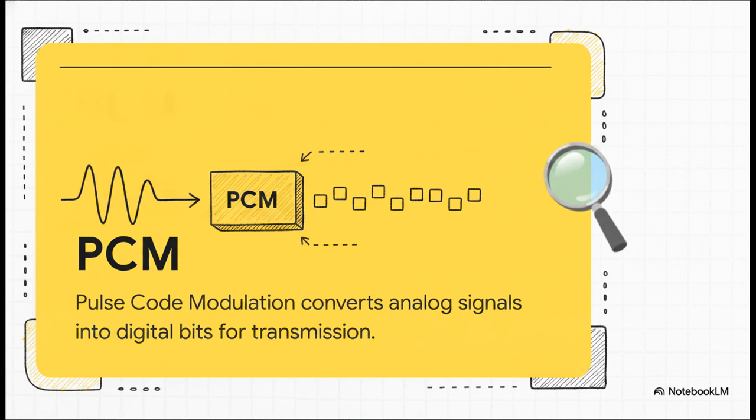First up, PCM, or Pulse Code Modulation. Honestly, you can think of PCM as the ultimate translator. It's the vital bridge connecting the analog and digital worlds. It takes a continuous, wavy analog signal and converts it into crisp, discrete digital bits. Without PCM, modern networks just couldn't transmit data flawlessly.